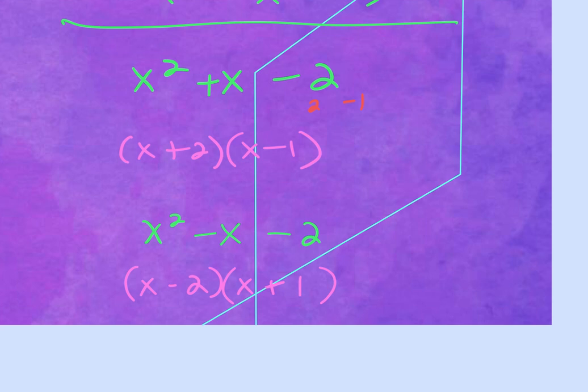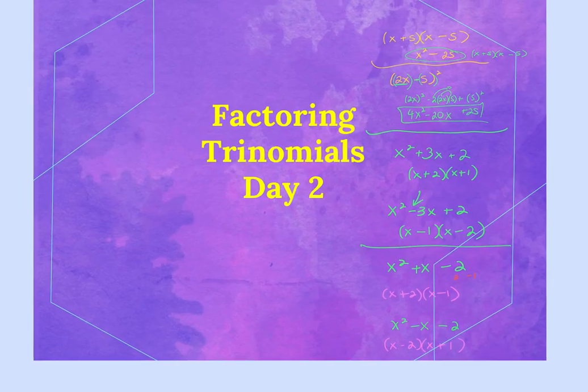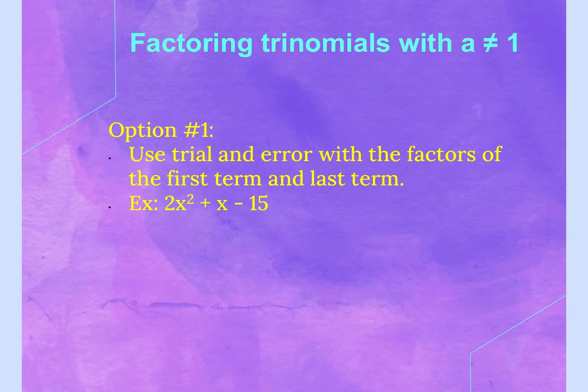Questions on any of those? Because again, we're going to build on it today. All right, so we start with what happens if the term on the front is not 1. Jonathan? You multiply the two on the ends.